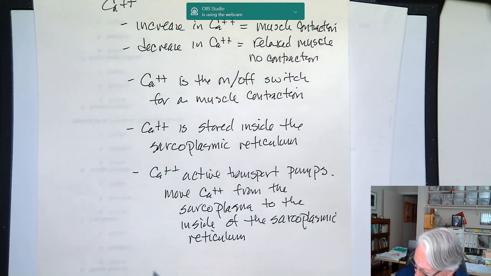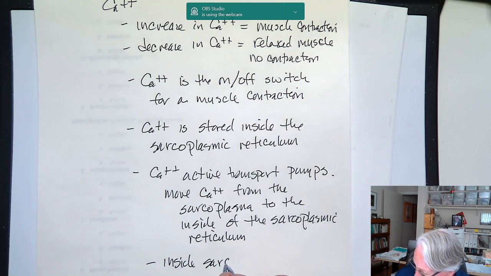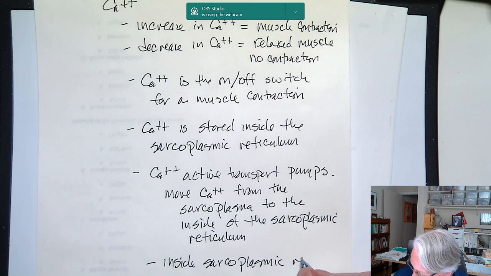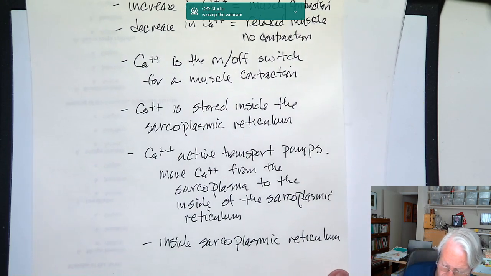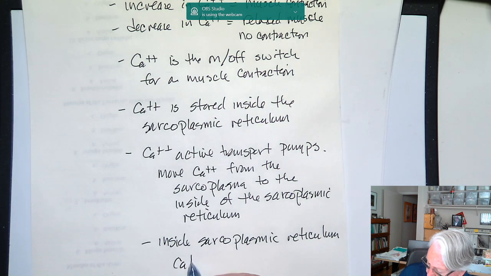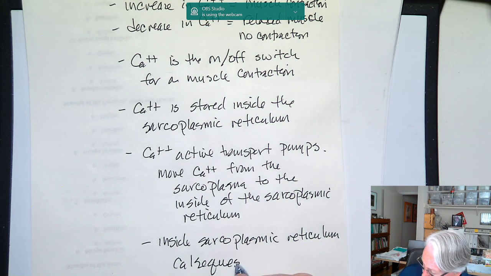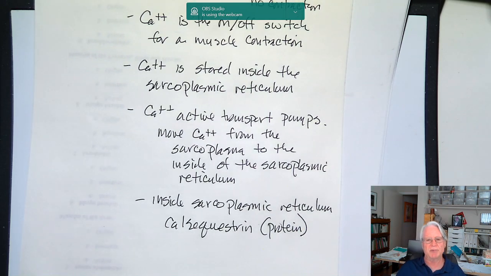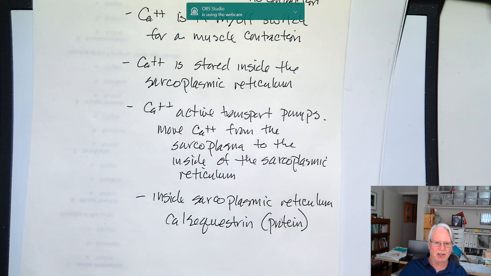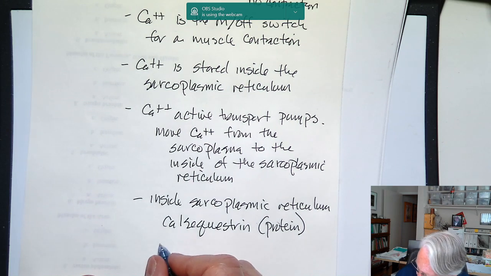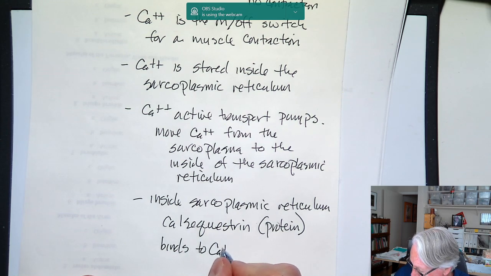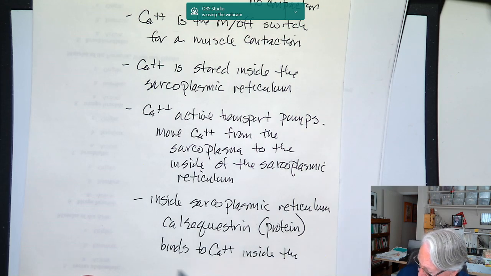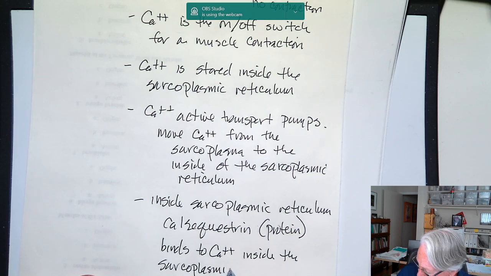So inside the sarcoplasmic reticulum, there is a molecule called calsequestrin. This is a protein. Originally, the sarcoplasmic reticulum was the rough endoplasmic reticulum, and it was building a protein as the cell was developing to become a fully mature skeletal muscle cell. That protein is calsequestrin, and what it does is bind to calcium inside the sarcoplasmic reticulum.